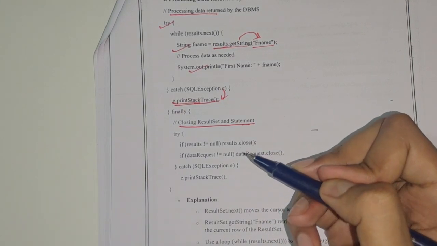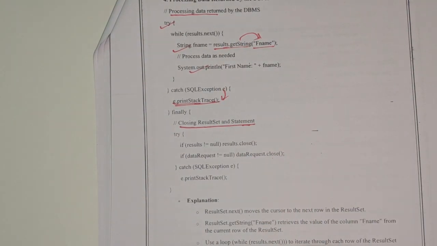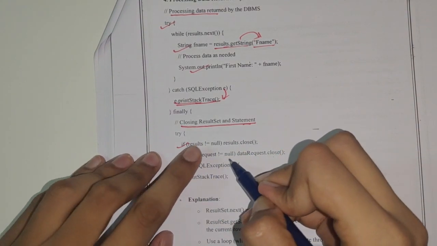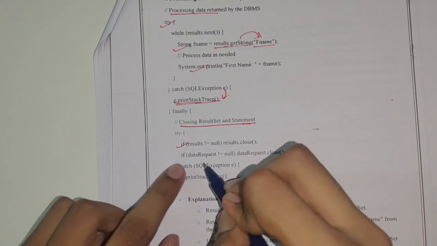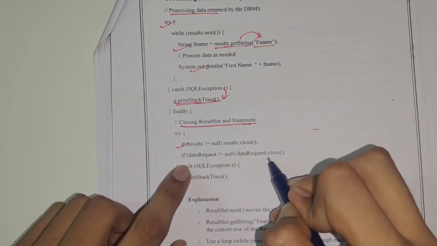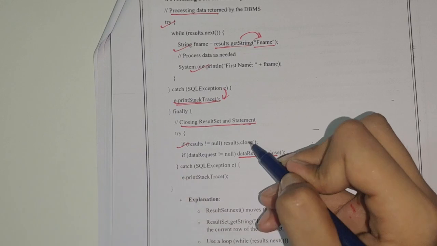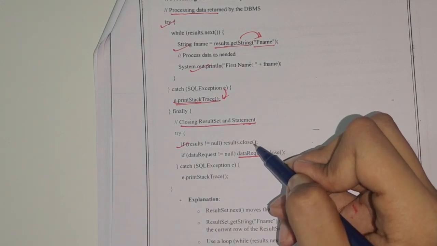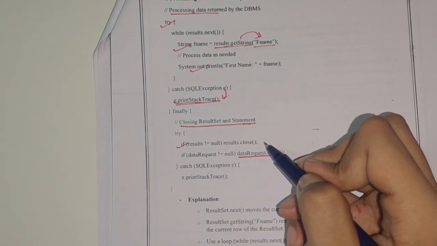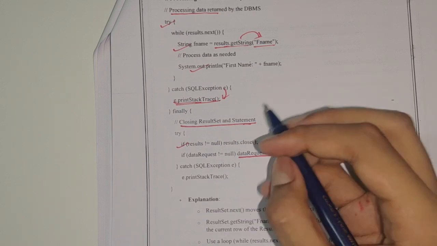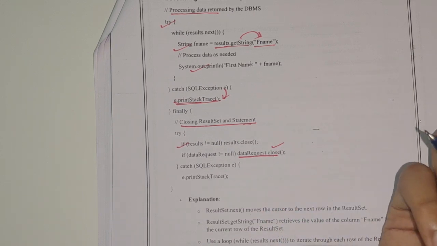Suppose I want to execute a query which is not fetching any kind of result, so what to do? Here, if results not equal to null, results.close. If data request not equal to null, then dataRequest.close. That means if you are not getting any result, then directly you close it, and if the data request is not there, then the dataRequest.close method is used.